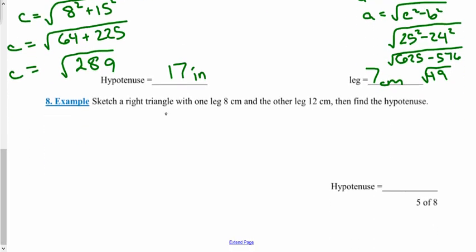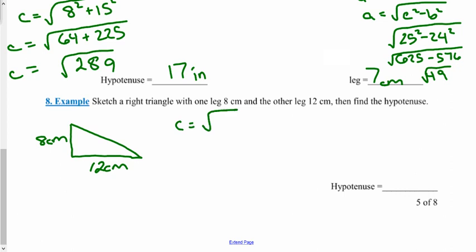Okay, a squared plus b squared equals c squared. Let's try sketching a right triangle with one leg that's 8, the other leg that's 12, and then find the hypotenuse. So it doesn't matter how you draw it, just make one leg a little bit longer than the other. We're just approximating. All right, and then we'll say 8 centimeters, and we'll do 12 centimeters. And in order to find the last one, we do a squared plus b squared equals c squared. Or in other words, c is equal to the square root of 8 squared plus 12 squared.